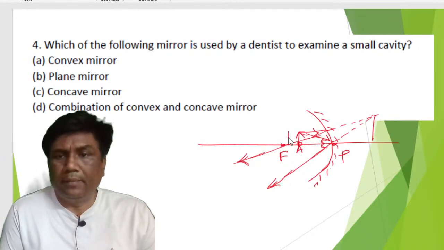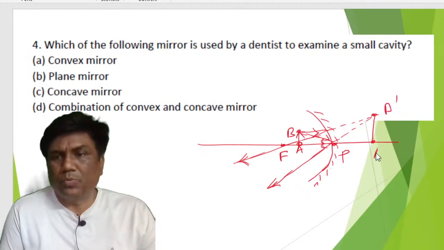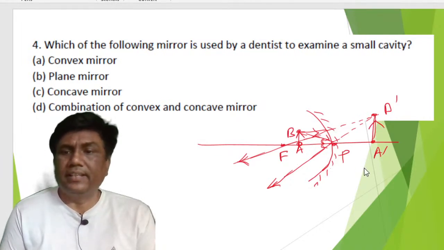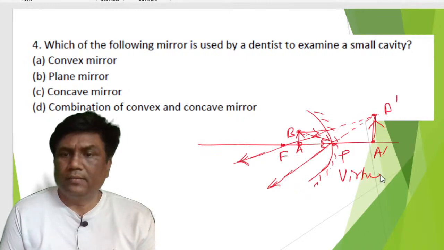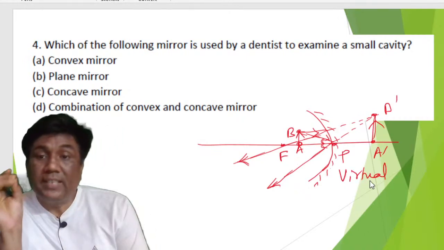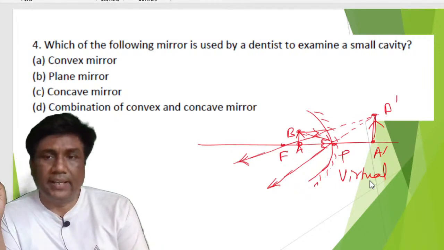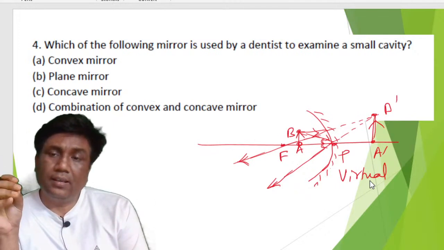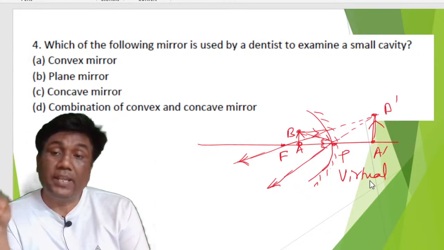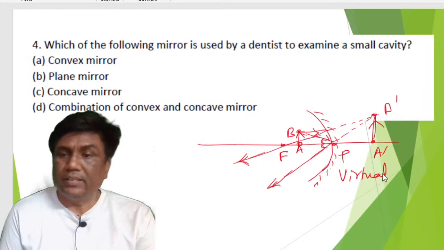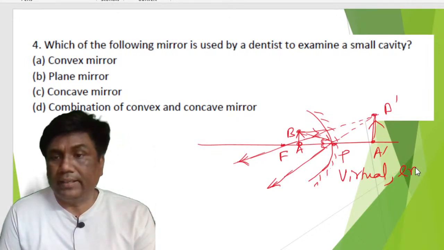So this is the object AB. B's image is formed here, B dash, and correspondingly A's image will be formed here. So A dash B dash is the erect and enlarged image. First of all, it is virtual. Remember, a virtual image can be seen by our naked eye. A real image can never be seen by the naked eye; it can be seen only when it is placed on a screen. But a virtual image we can see easily.